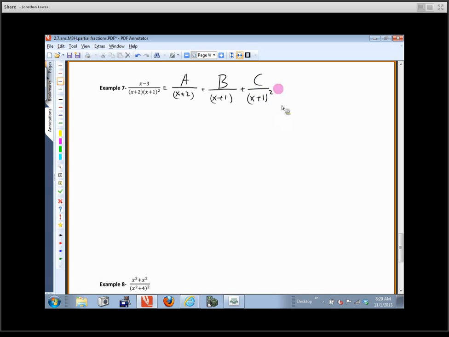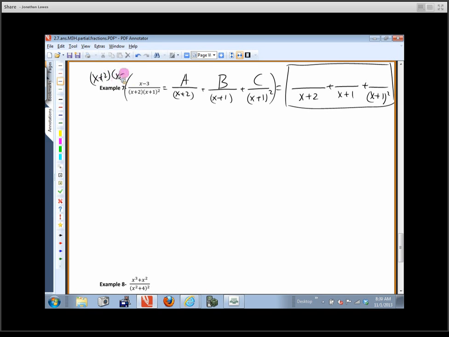Okay. So our goal is to figure out what I put here. What do I put on the top of this? What do I put on the top of this? And what do I put on the top of this? That's what we want to find out. This right here will be our answer. Let's figure out what we've got. So I'm going to take this and I'm going to multiply it by each one of the denominators, or each factor in the denominator.